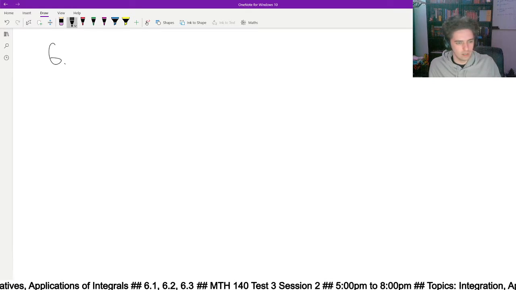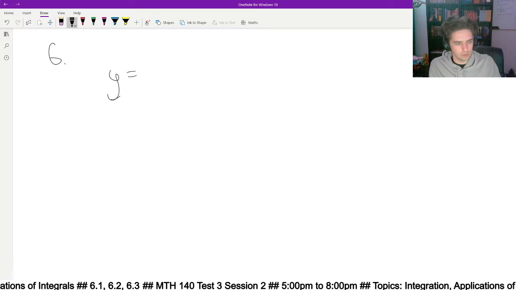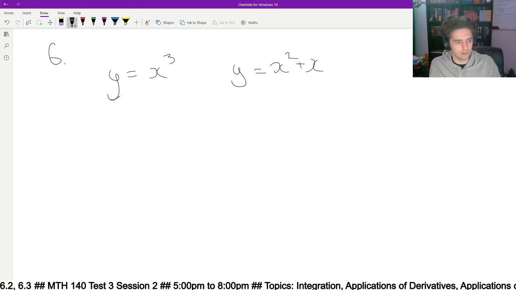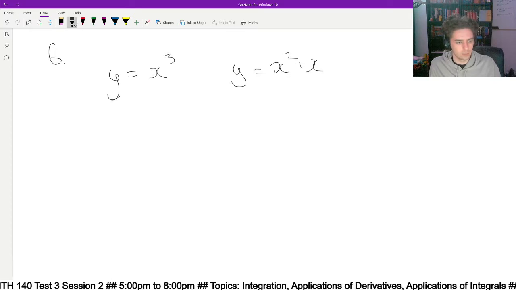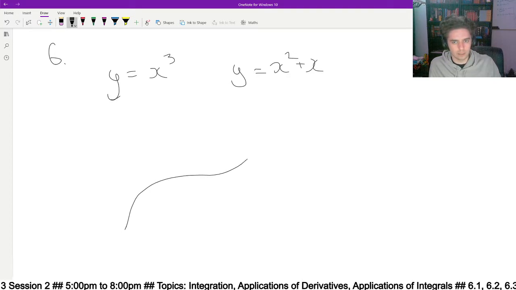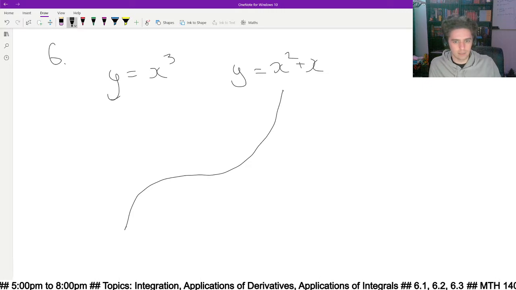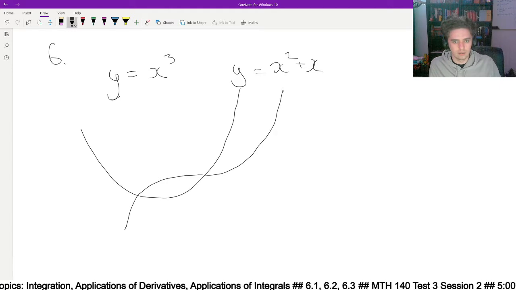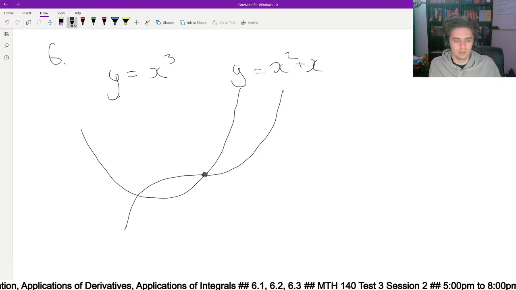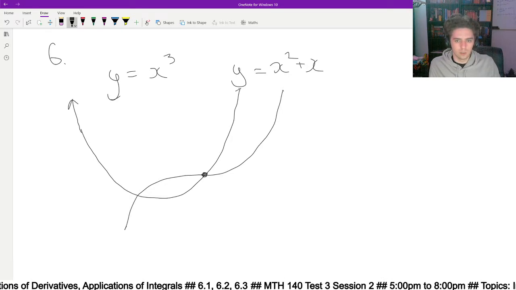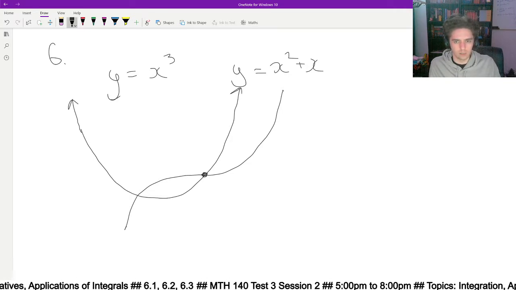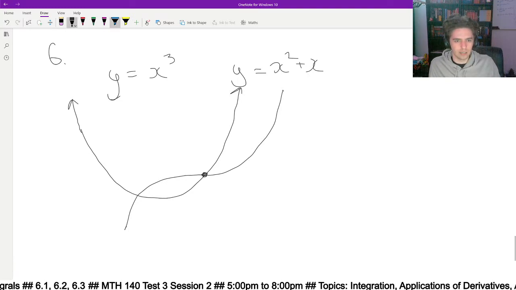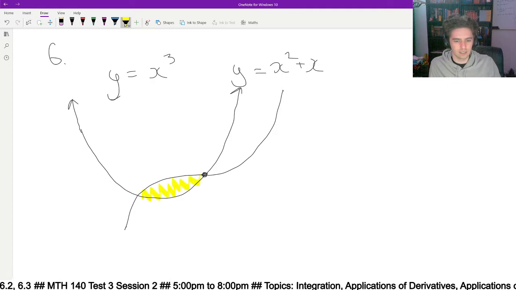So y equals x cubed, and y equals x squared plus x, and we're trying to find the area between these two curves. So first of all, y equals x cubed is going to look like that, and x squared plus x is going to look like this. And they both intersect at 0. Okay, so we're looking for the area between these curves. Oh, sorry, let's look at this. It looks like it'll just be this, right?